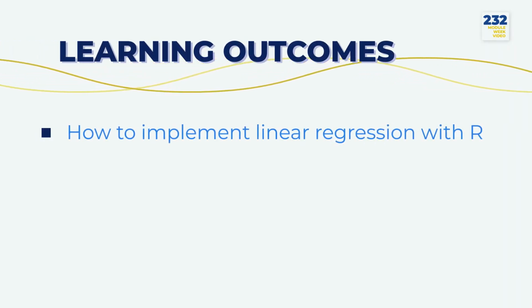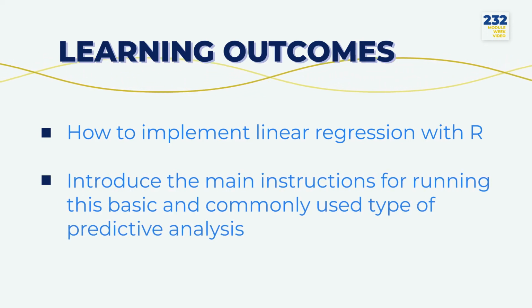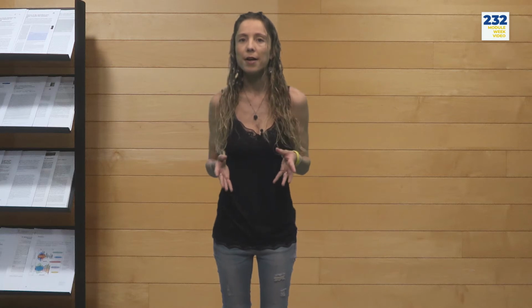In this video, I'm going to talk about how to implement linear regression with R. Then, I'm going to present the main instructions for running this basic and commonly used type of predictive analysis. As I have mentioned in the theoretical part, the main goal of regressions is to explain an outcome variable depending on others and in what way they impact the outcome variable.